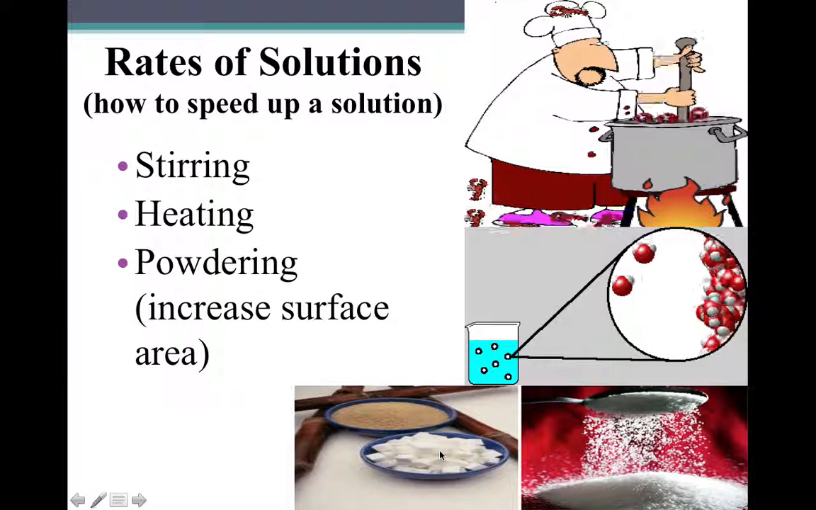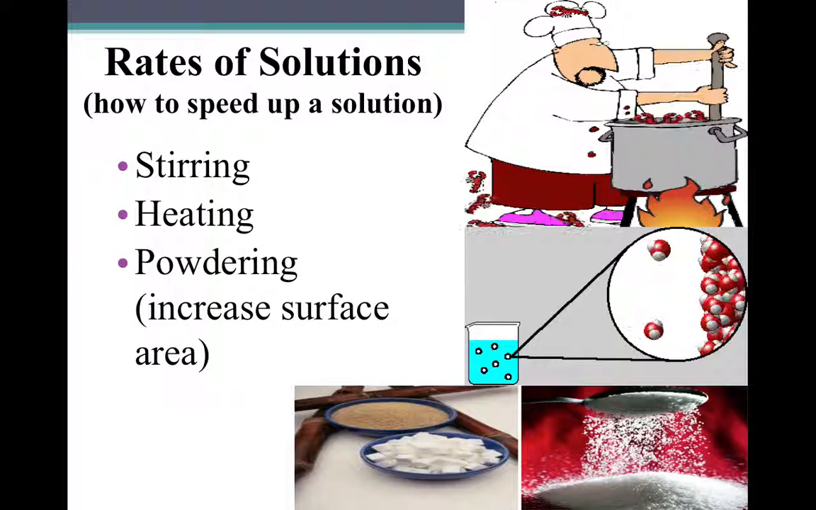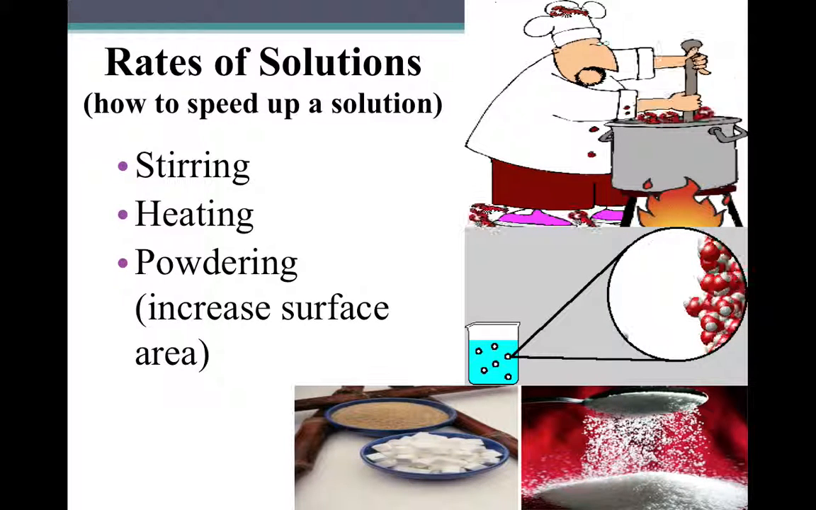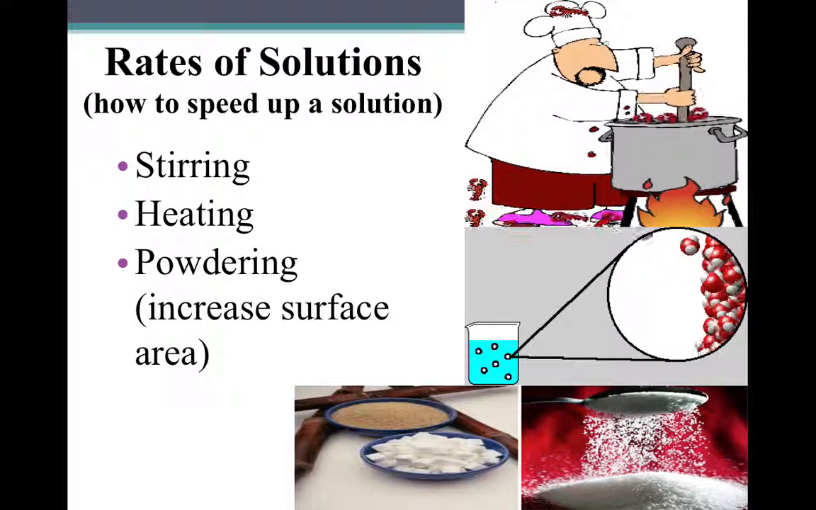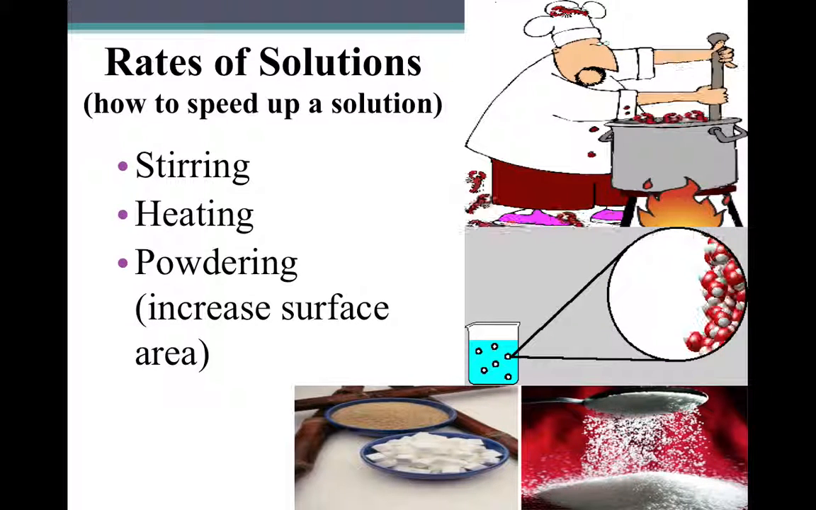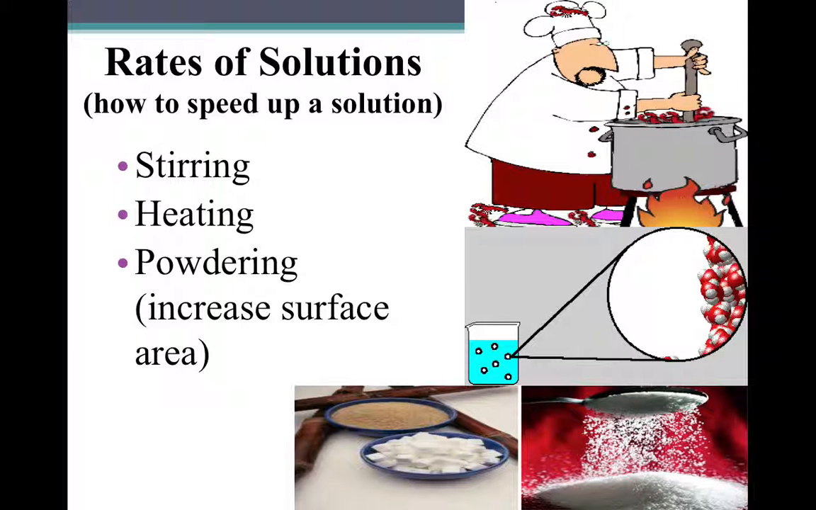Now this leads us into our lab for today. We're going to take some sugar cubes and introduce them to heat and stirring to see if it can affect it. Okay? And I hope you enjoyed the lesson for today.